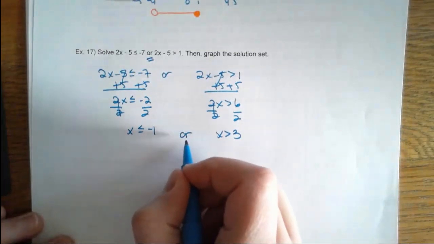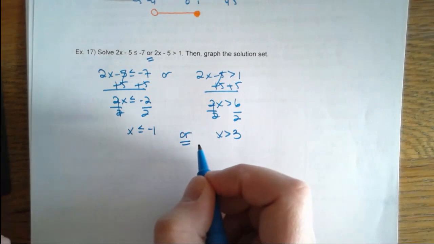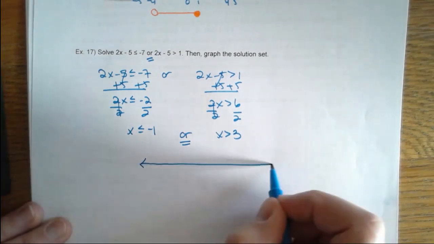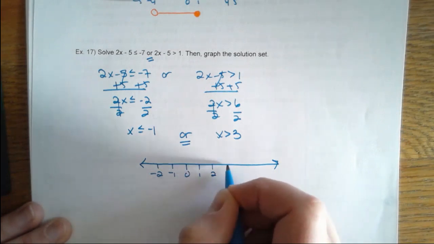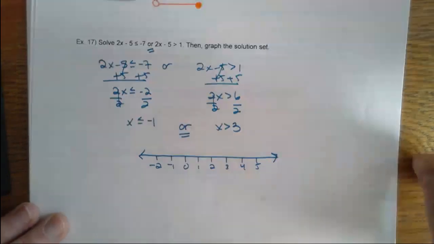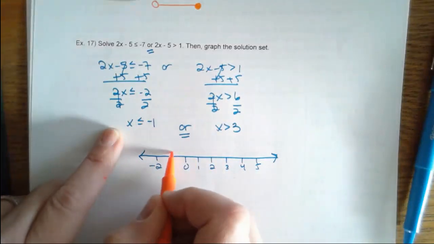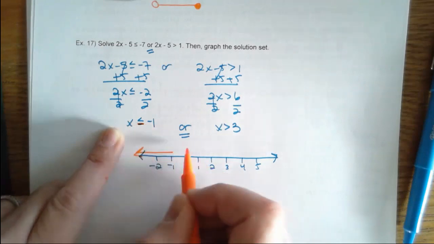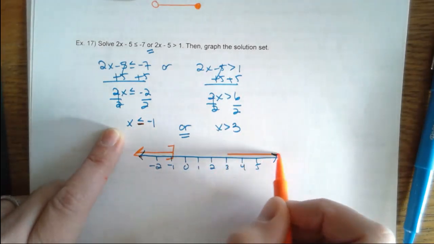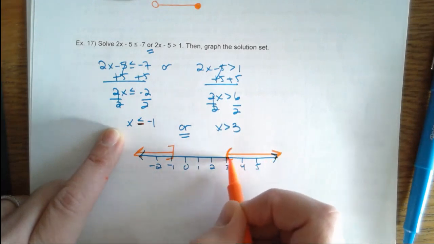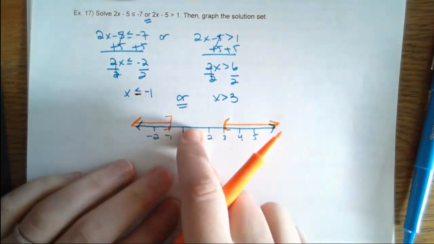Now with an or problem, both of these sides are correct. So as long as your answer is in one of them, then it actually would be correct. So we'll graph both of them on the same grid. So this part here, I would start at -1 and I want values less than, and I would use a bracket because of the equal sign. Here I start with 3 and I want values greater than, and I would use a parenthesis. So again, this is both part of the solution set, even though it has a break in the middle.